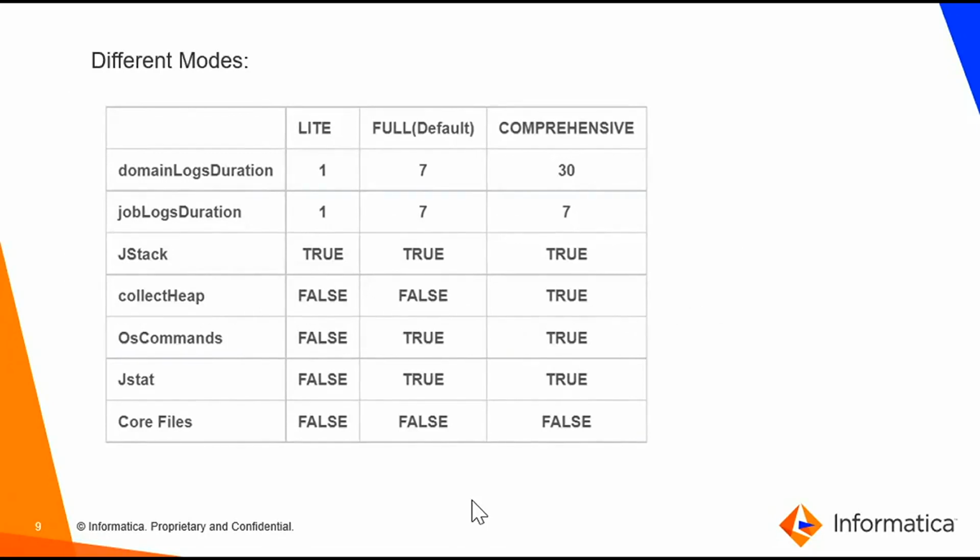So moving on to the modes, platform log collector can be operated in multiple modes. They are light mode, full mode and comprehensive mode. Each of these modes have their own configurations, and depending upon the configurations, the logs or the stacks will be collected. For example, if we go for a light mode, the domain log, job logs will be collected for 1 day and JSTACKs will be collected for the service processes. But the remaining will not be collected as they are configured as false. Similarly, full mode and comprehensive mode will also collect the logs and the stacks according to the configurations. These configurations can also be modified as these are the default configurations.